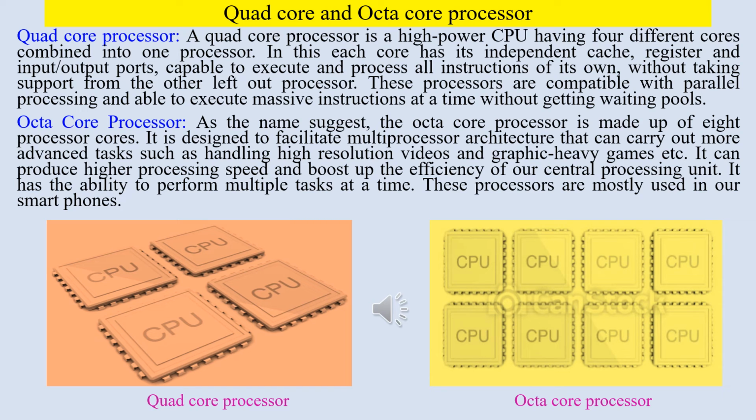It can produce higher processing speed and boost up the efficiency of our central processing unit. It has the ability to perform multiple tasks at a time. These processors are mostly used in our smartphones. In the adjacent diagram, we can have a look at the quad-core processor and octa-core processor.